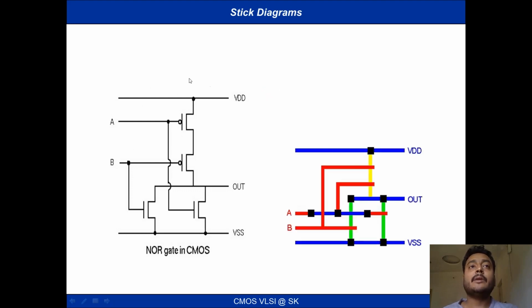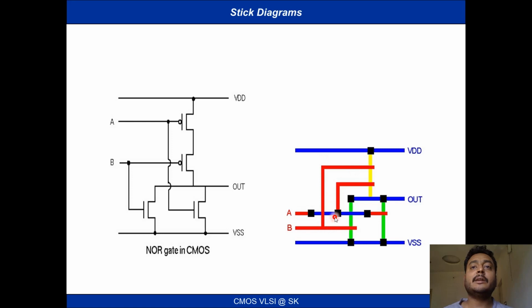For the time being, you can see this is the NOR gate, and the corresponding layout, sorry, stick diagram should look like this. Okay, so this will be our substrate material. This is one transistor, and this is another transistor here. So this is one transistor, another transistor. This will be A, this will be B, and similarly this will again be A and B.